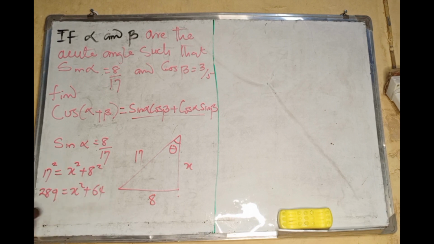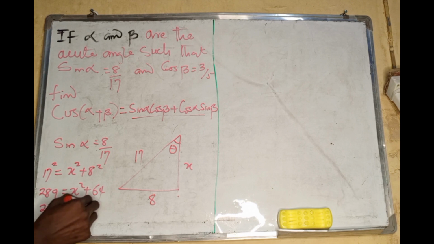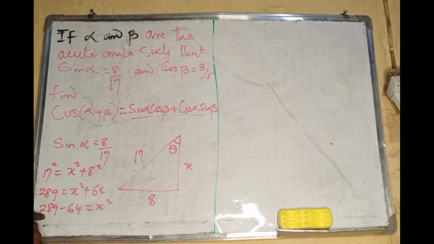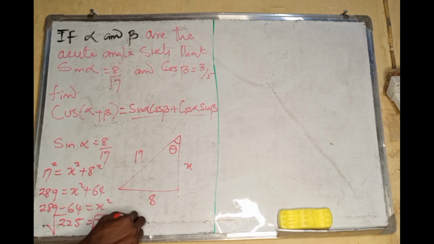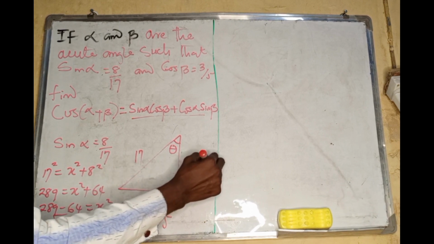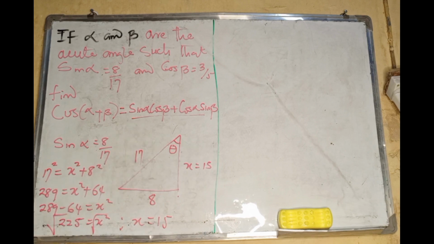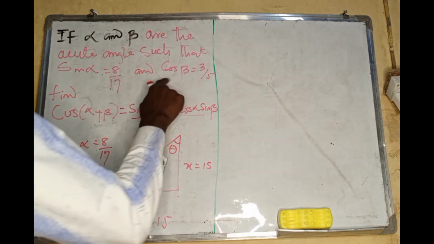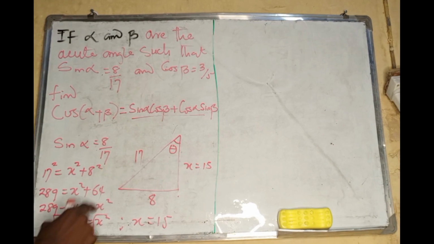So I'm looking for x squared, right? So in this case, I can say 289 minus 64 is equal to x squared. So 289 minus 64 will give me 225, which is equal to x squared. So guys, if I take the square root of both sides, you see that x is equal to 15. So it means that this x here is equal to what? 15.